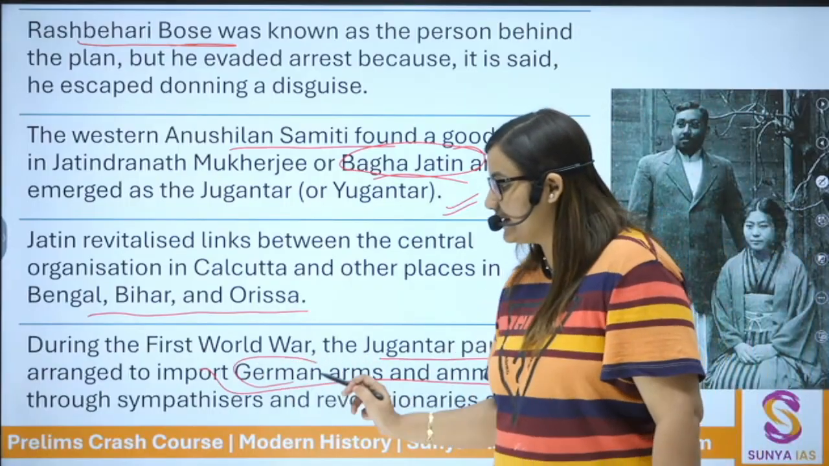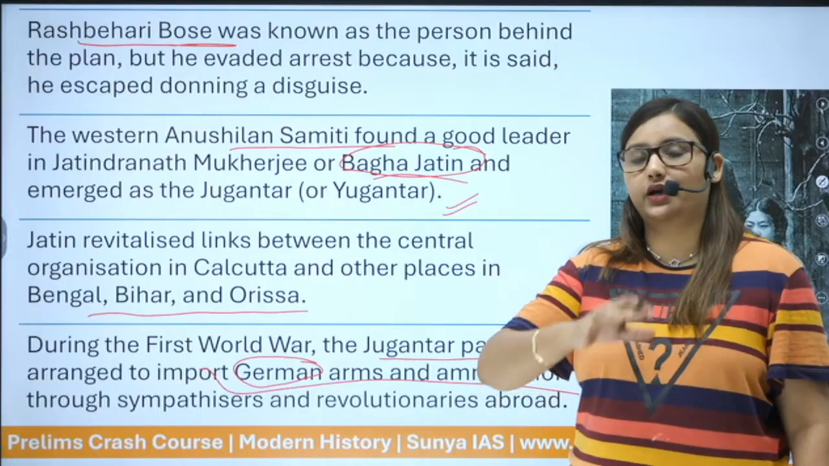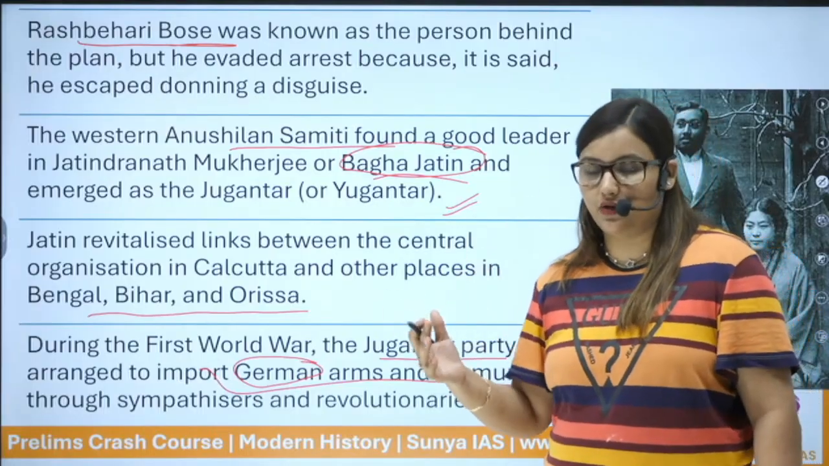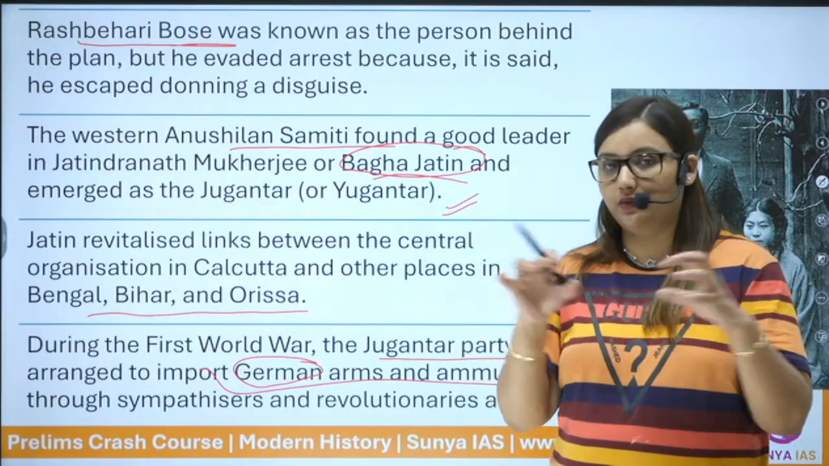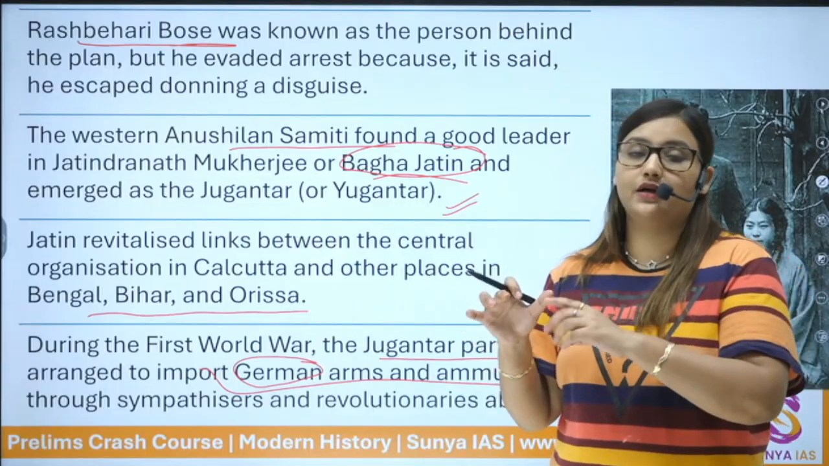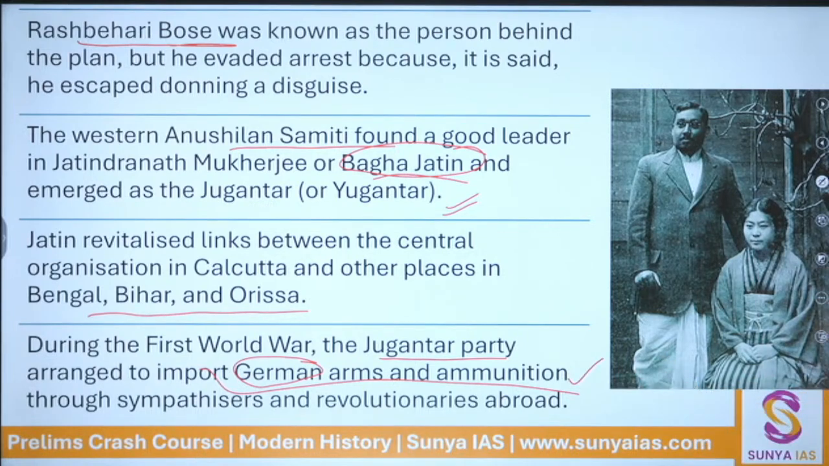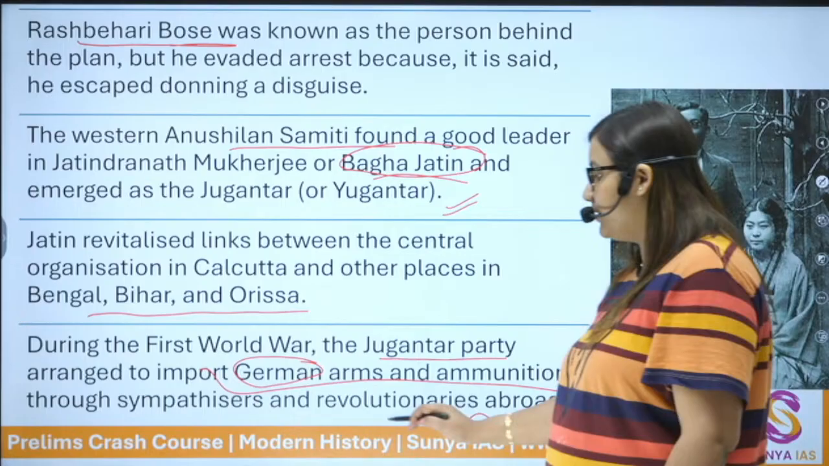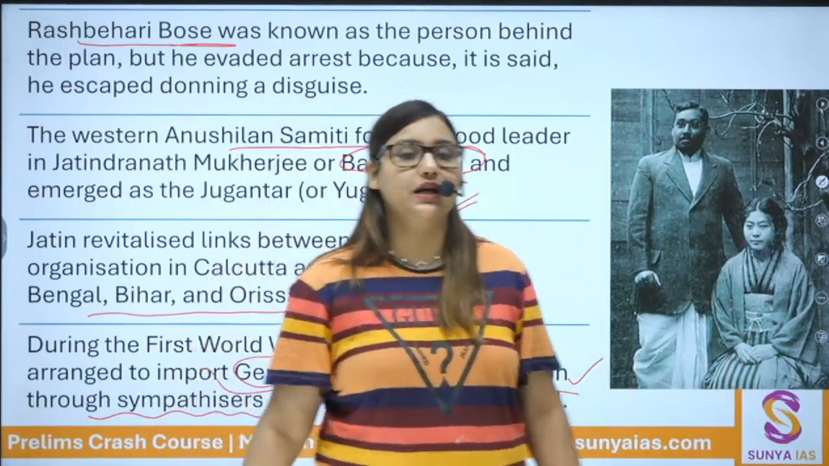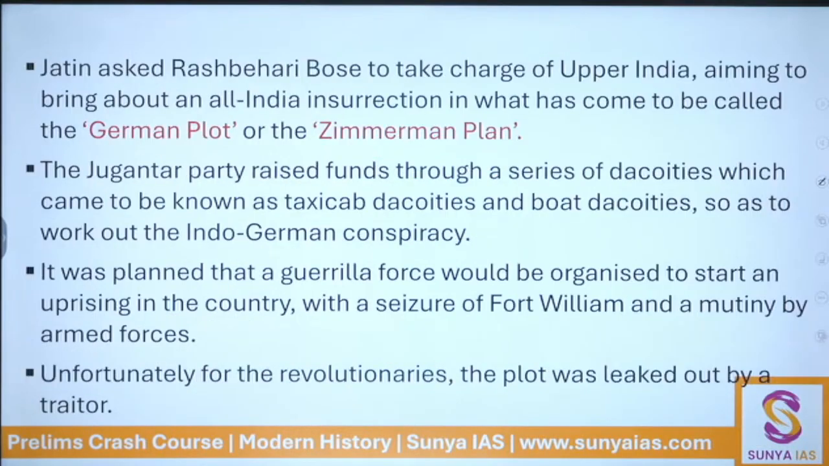If you remember, yesterday I made a flowchart for you in which I showed that Britishers were fighting against Germany in the First World War. So Britain and Germany were enemies. Britishers ruled India, so Indians took help from Germany. They knew that Germany could provide arms and ammunition because Germany was the enemy of Britain. So, through the sympathizers and revolutionaries abroad, he got this opportunity to bring German arms and ammunitions. Okay, he was able to get a lot of success in this area.